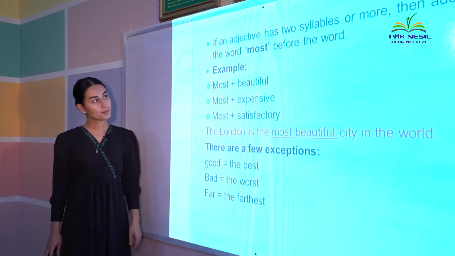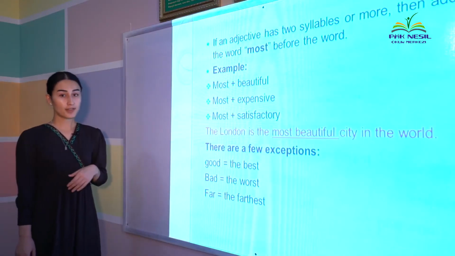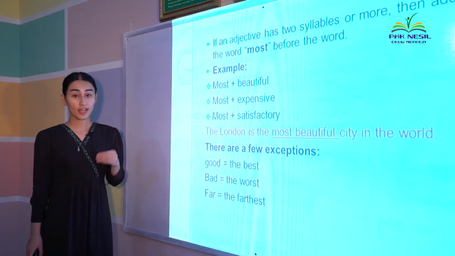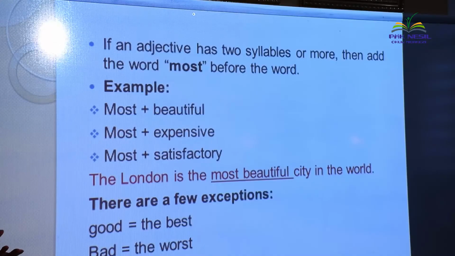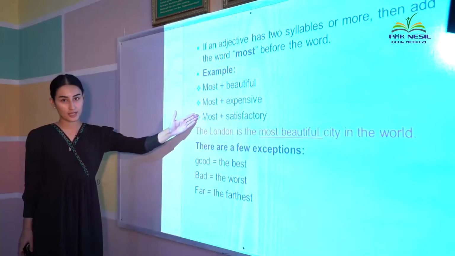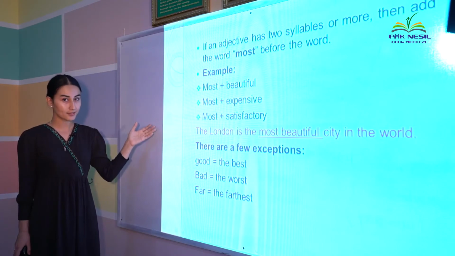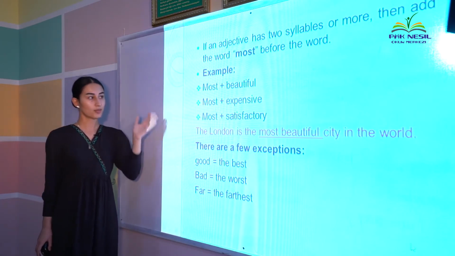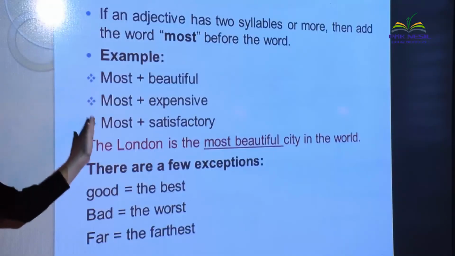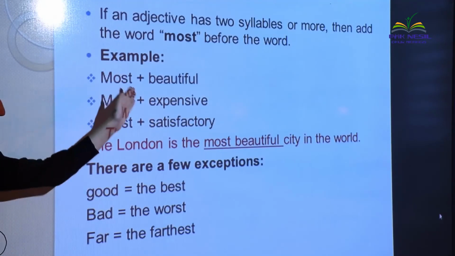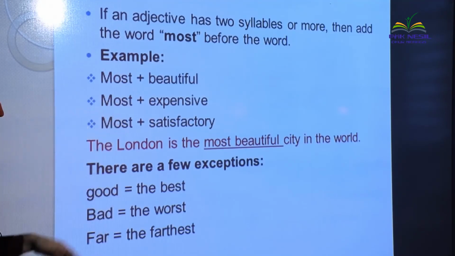Let's continue. So, in superlative adjective also, we have adjectives with more than 2 syllables. That's why we cannot use just est. That's why we have to use most before each adjective. You know, in comparative adjective, we use more. In superlative adjective, we have to use most. For example, most beautiful, most expensive, and most satisfactory. For example, London is the most beautiful city in the world.